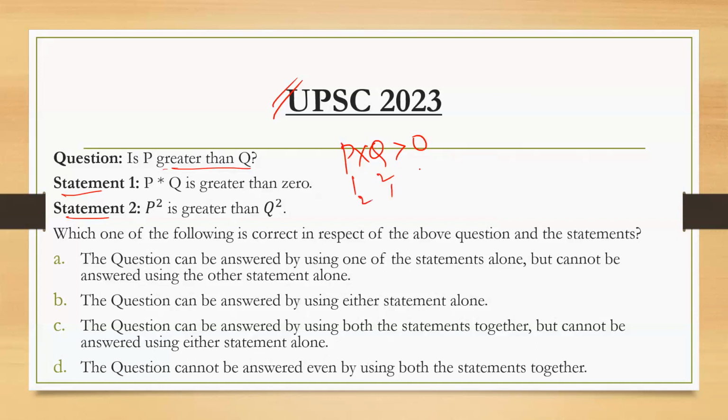Okay. Again, what happens here? It is Q is greater than P. Here it is P is greater than Q. So we are not getting a definite value. So statement 1 does not answer our question.